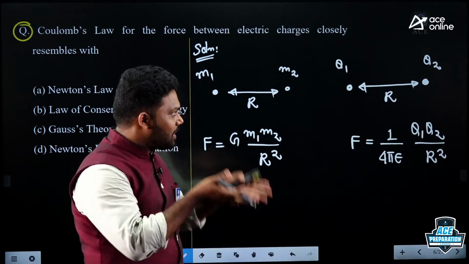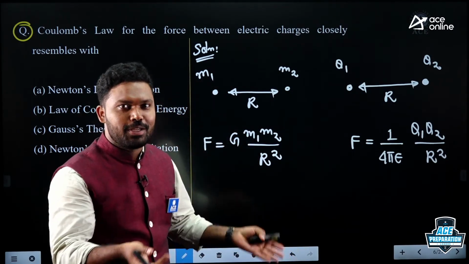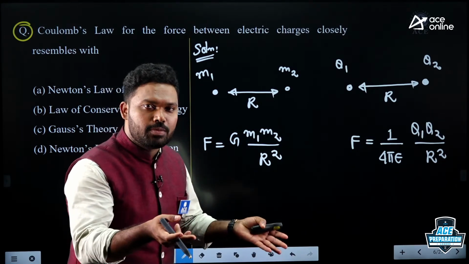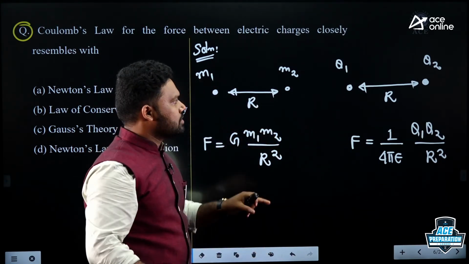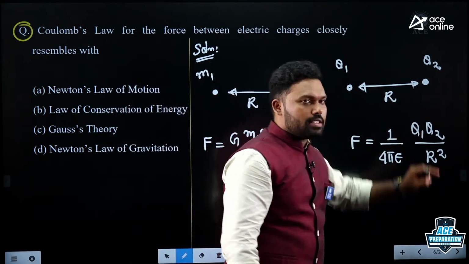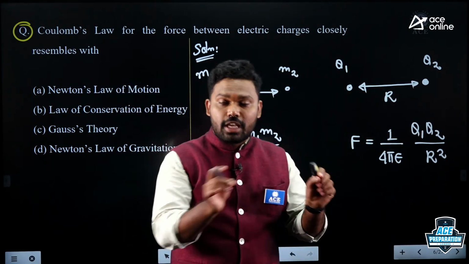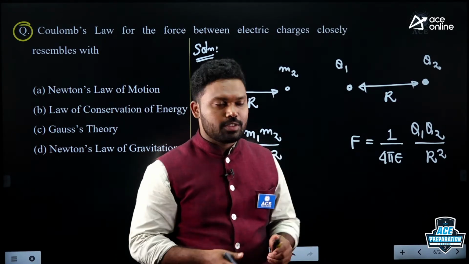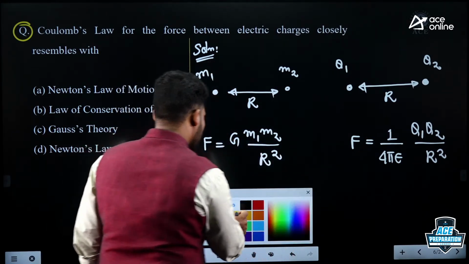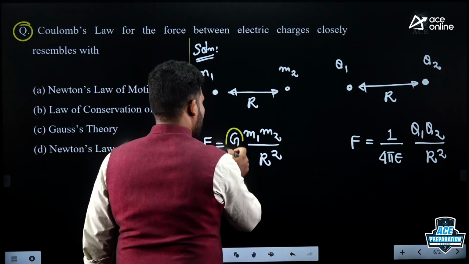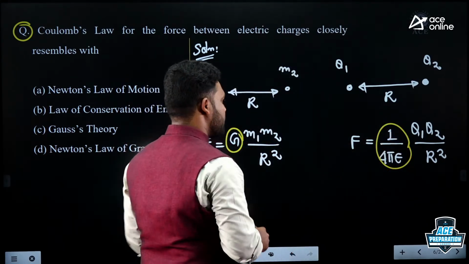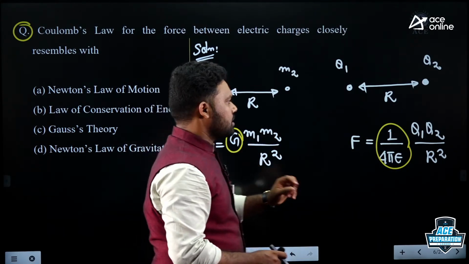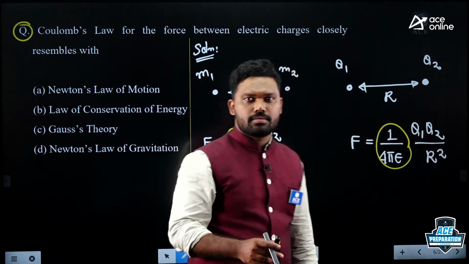Something similar. There is a resemblance. There is a similarity between the two objects which are having masses m1 and m2, and the two charges. They are two bodies having charges q1 and q2. Here there is a gravitational proportionality constant. Just forget about this one. m1 m2 by r square here, q1 q2 by r square here.